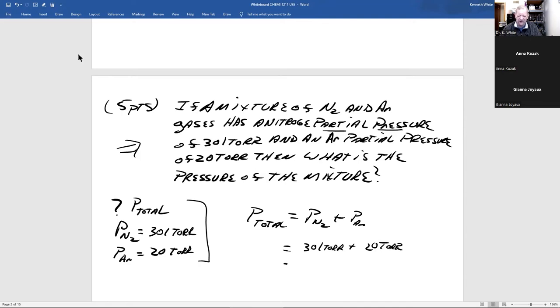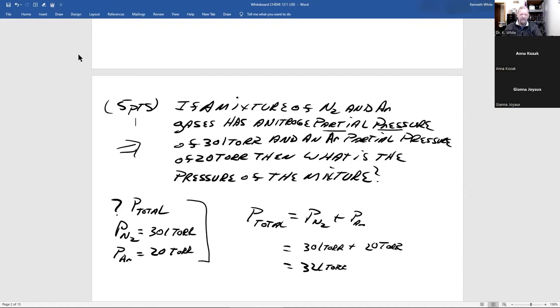And remember, when you're adding, you keep the same number of significant figures to the right of the decimal as the number that has the fewest significant figures to the right. Both of these have zero. So the correct answer is 321 torr.